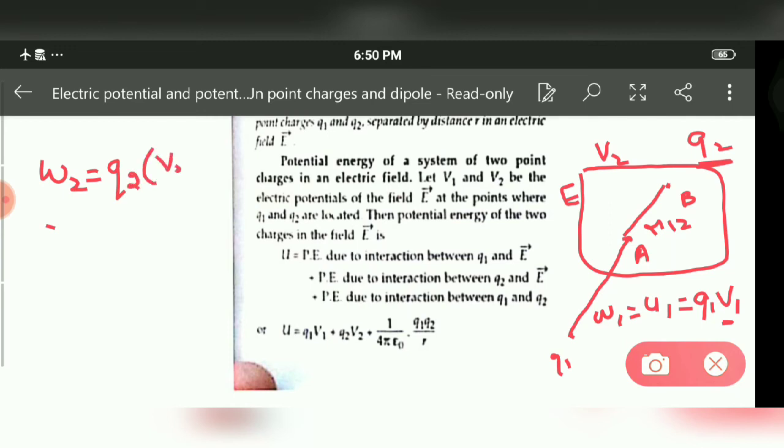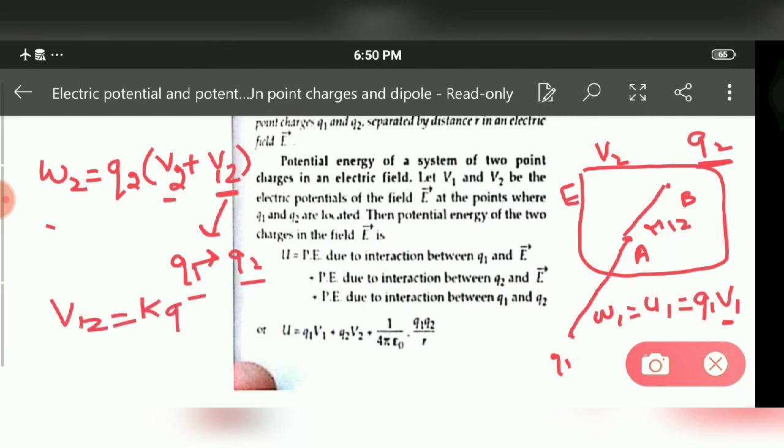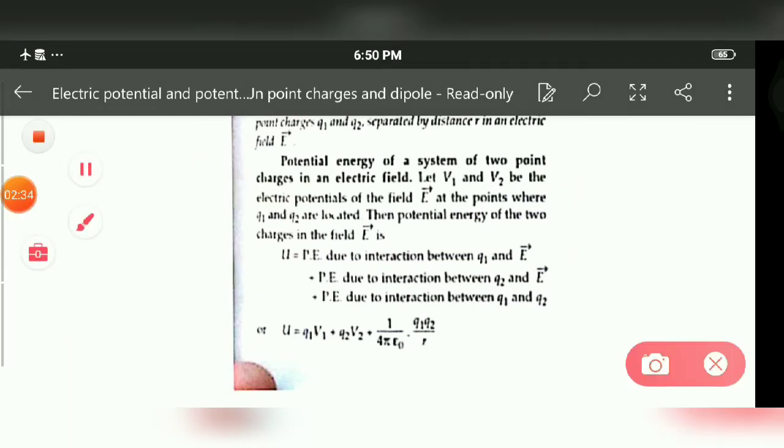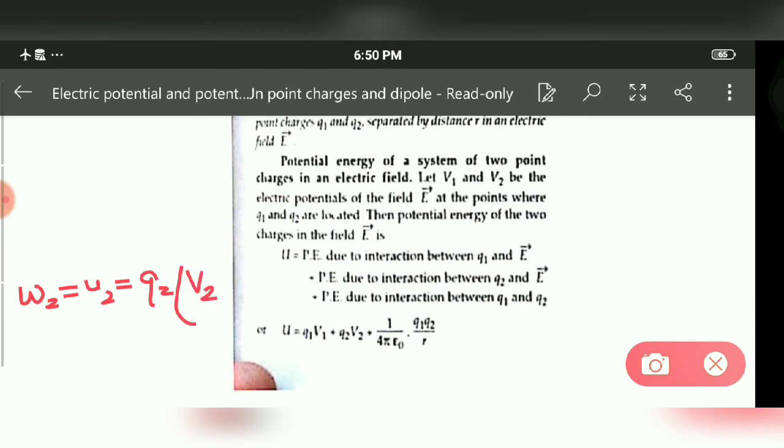Now total potential is what? Potential V2 that is offered by the electric field plus potential V12, this is the potential offered by charge 1 to charge 2, where V12 is equal to what? K Q1 by R12. Therefore W2 is equal to U2 is equal to Q2 V2 plus K Q1 Q2 by R12. This is the total potential for 2.